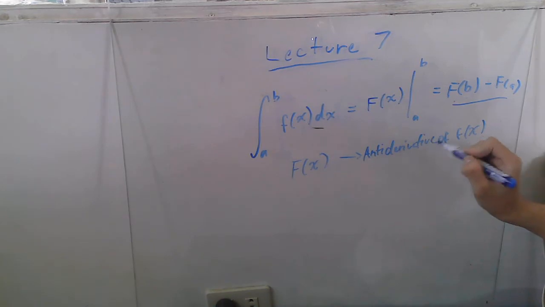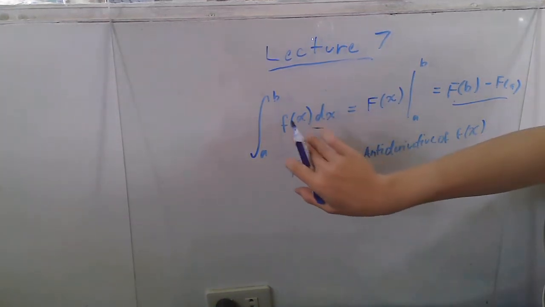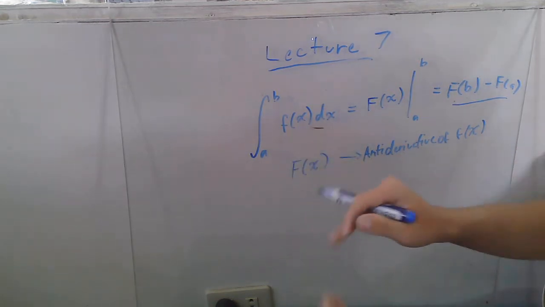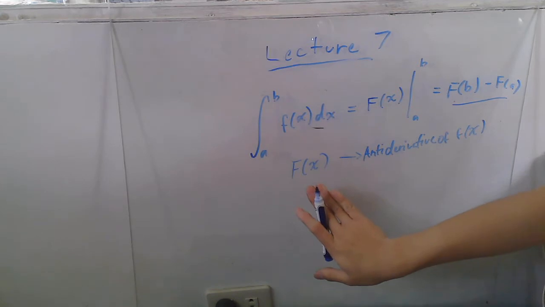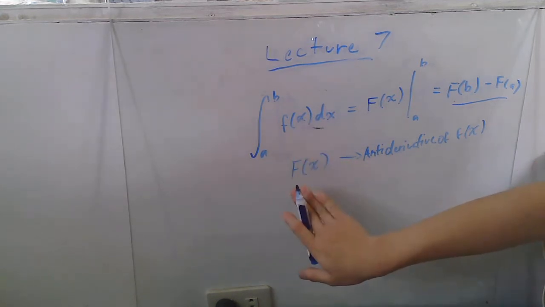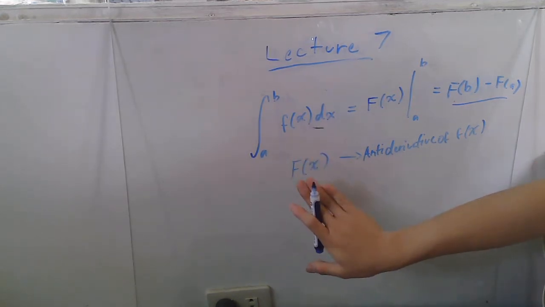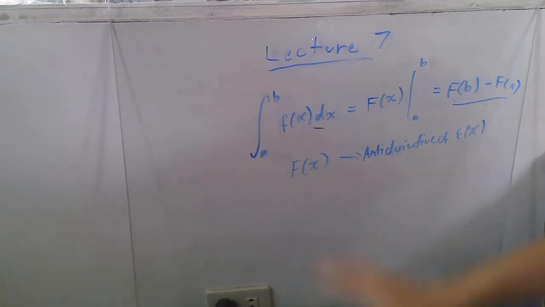Antiderivative of f of x. So if f of x here is a derivative function, which gives us the slope of a certain function, then its integral is the function that this function gives a slope of. This is the original function we're finding here, and this is the derivative of this function.